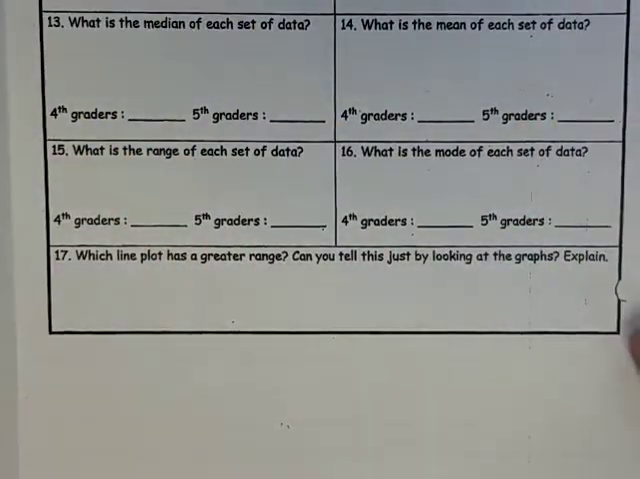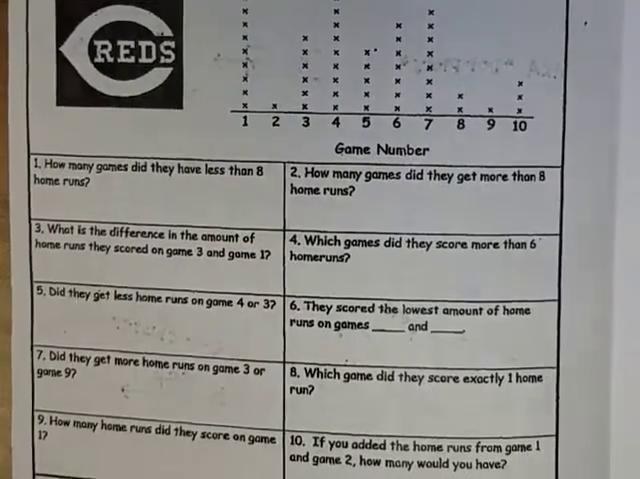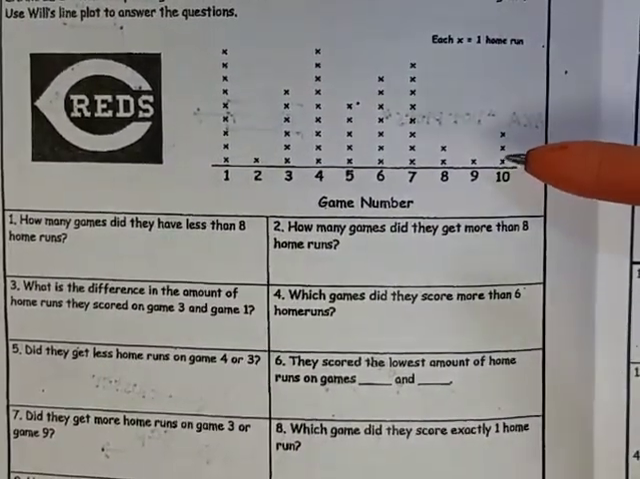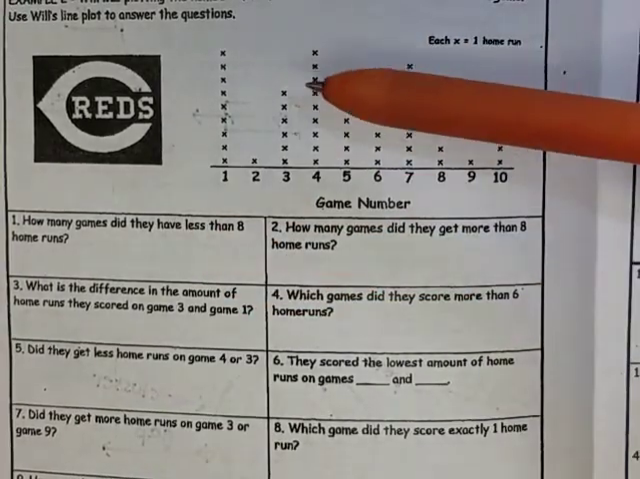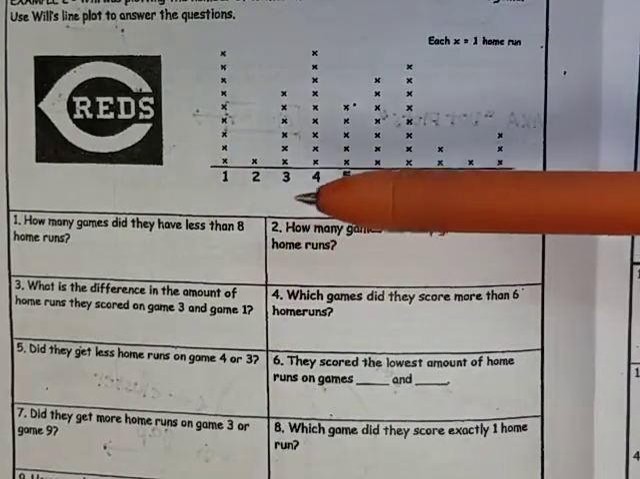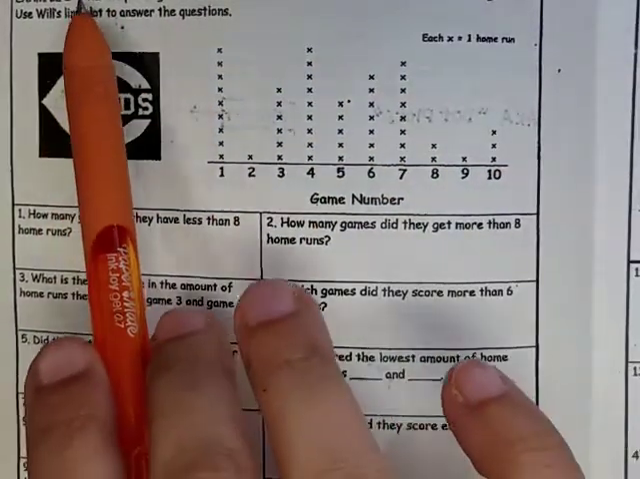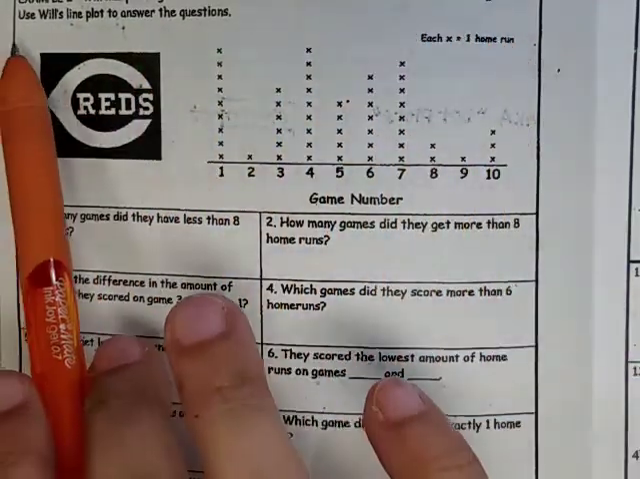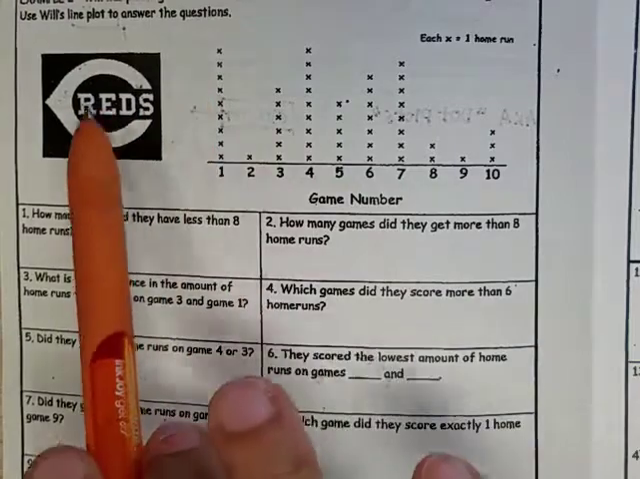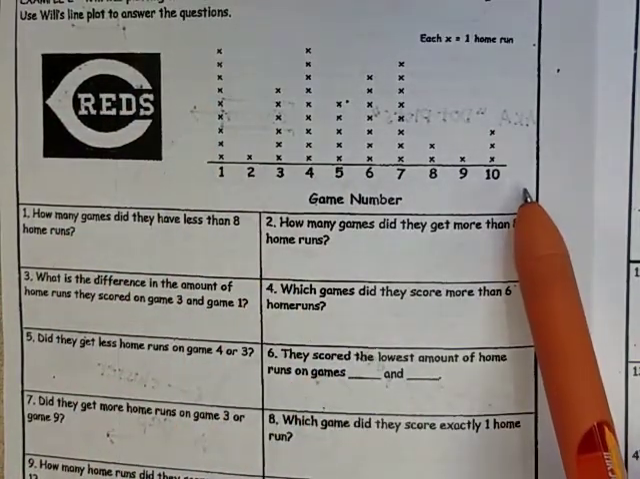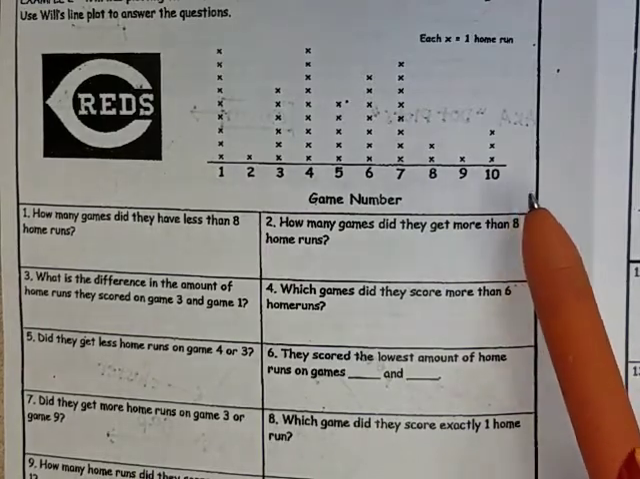All right, so on the inside, we're actually going to do a little bit more together because this line plot is already created. But what we want to be able to do is interpret our line plot and be able to answer questions that go along with it. So let's go ahead and look at our line plot and see what it's about. It says, Will was plotting the number of home runs his favorite team scored each game. Use Will's line plot to answer the question. He likes the Cincinnati Reds, and here are the different amounts of home runs that the team hit.